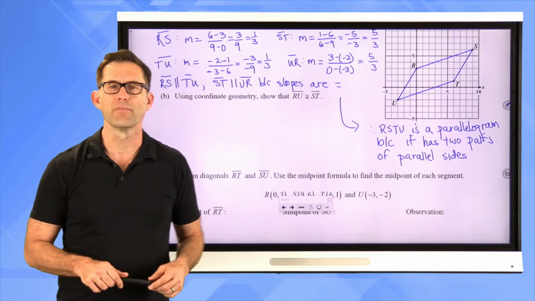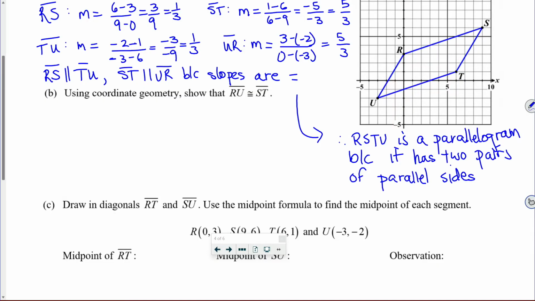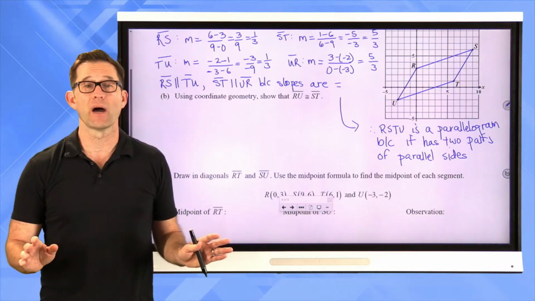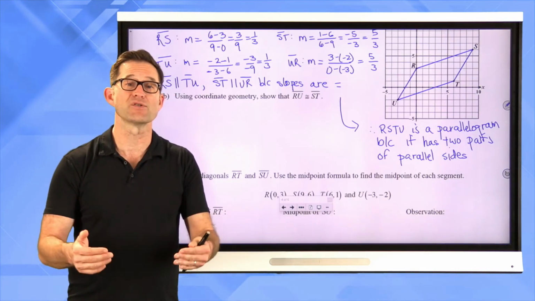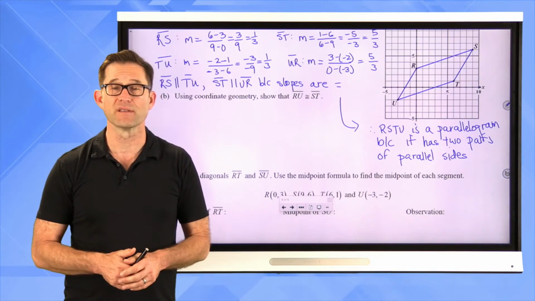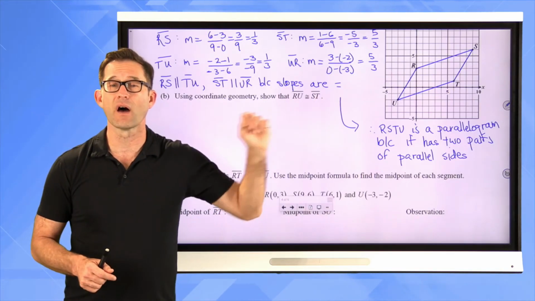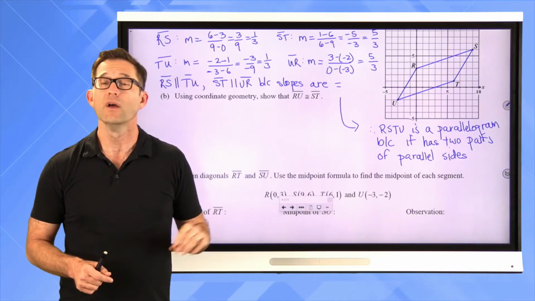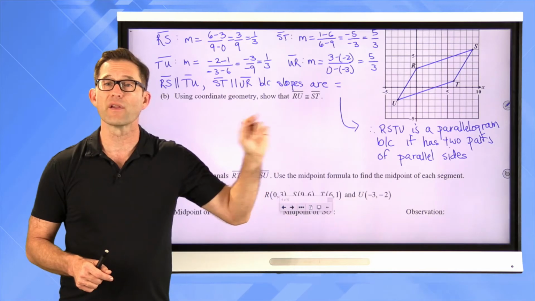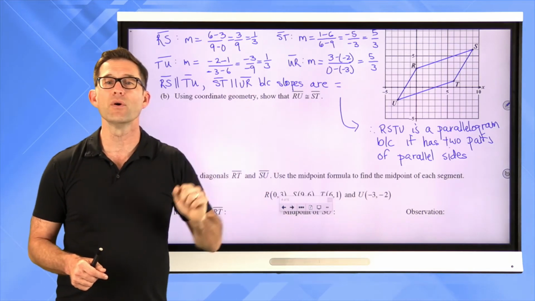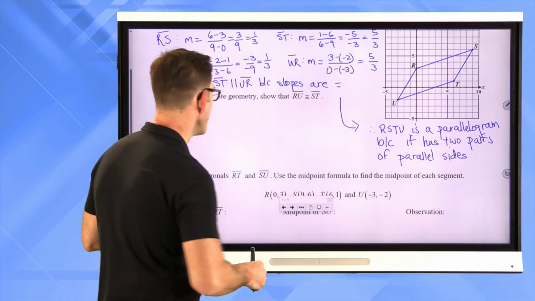Now let's look at letter B. Using coordinate geometry, show that segment RU is congruent to segment RT. Anytime you're using coordinate geometry to prove that two segments are congruent, you want the distance formula to show that the two sides have the same length. So let's use the distance formula to find the length of RU, then we'll have you do it with ST, and then we'll compare.